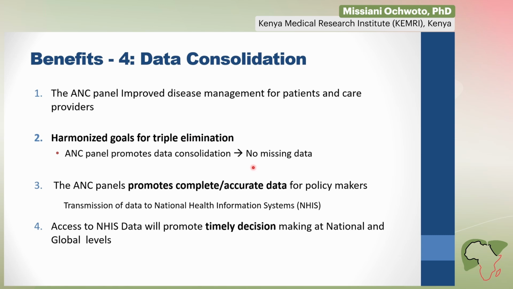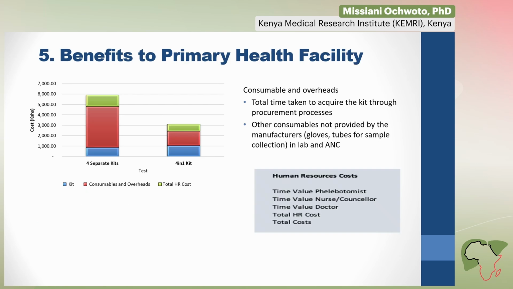That makes it easier for timely decisions at the national level and at the global level. And if the data is transmitted to the national health information system, it makes it easier for the policymakers to look at all the diseases, that is HIV, syphilis, and malaria, at one point without any missing data. In terms of the mothers, it really saves on the health care facility.